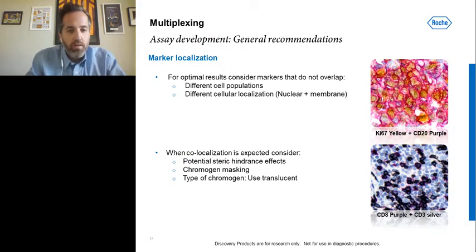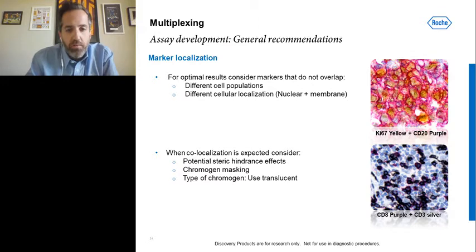So here we really need to consider marker localization. Ideally, and this isn't always going to happen, it would be optimal to consider markers that don't overlap. This is quite difficult in most cases. So if you do need to choose markers that are going to overlap, it's important to choose the correct chromogens that you may wish to use.